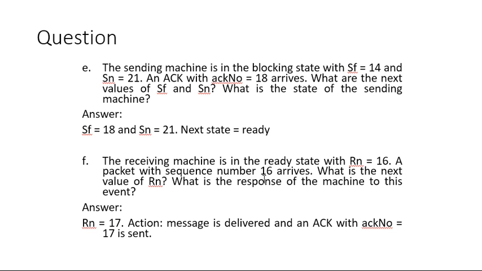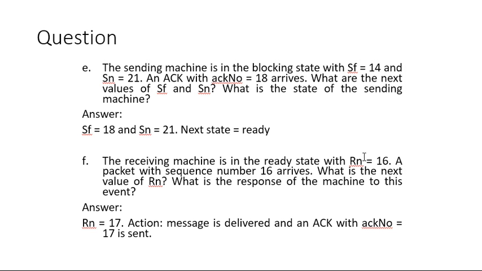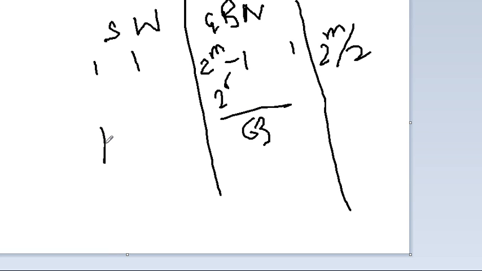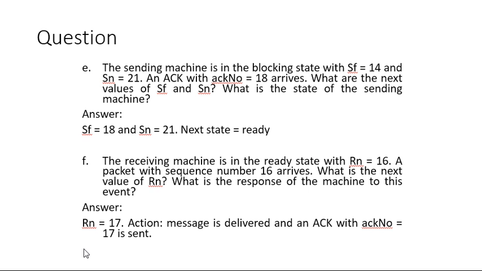Now a receiving machine is ready with a ready state with Rn equal to 16. Rn is the receiver window. A packet with the sequence number 16 arrives. What is the next sequence number? If the receiver window was at packet 16 and this packet arrives, it will move on to the next packet, which is this one. So Rn would increment by 1.